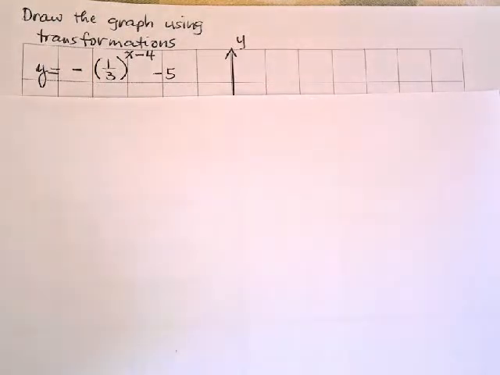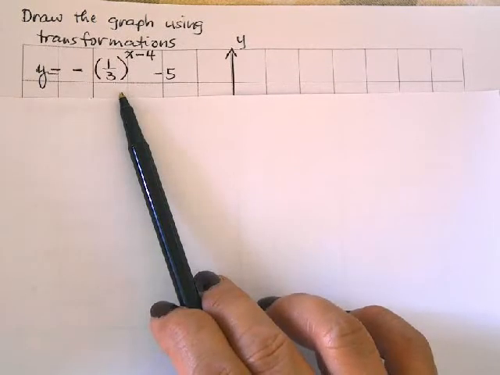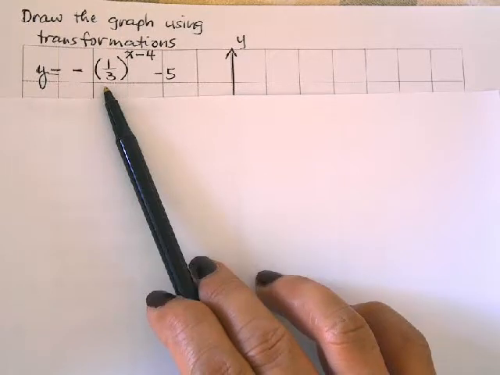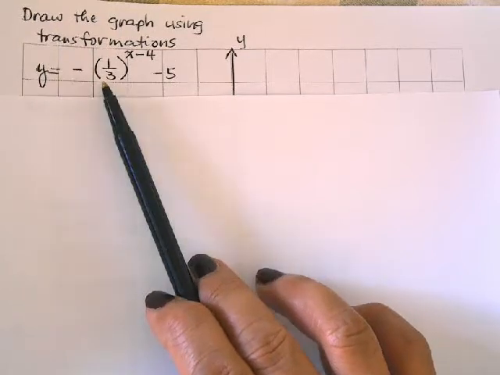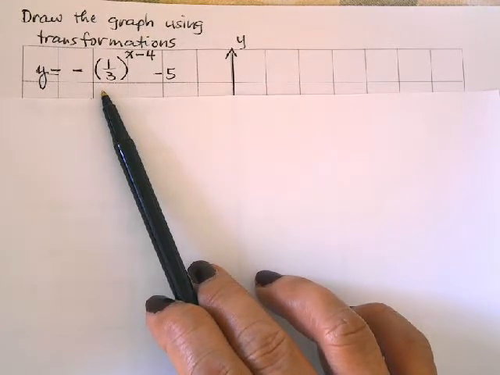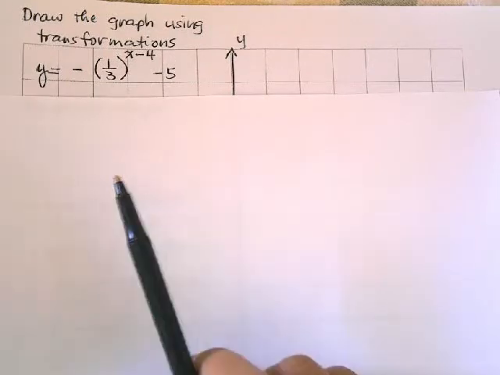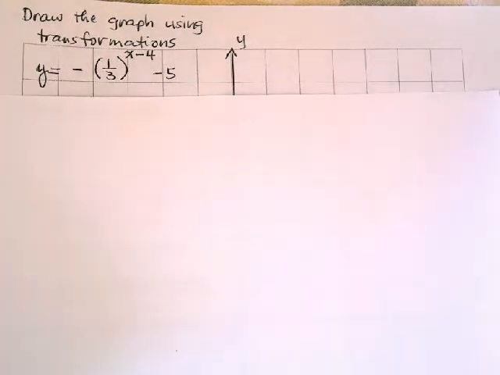So we're going to put everything together, and let's draw this function using transformation. Go ahead and pause this video. First find your parent graph, then describe the transformations, and then draw each transformation and make a summary. I hope you have done that.